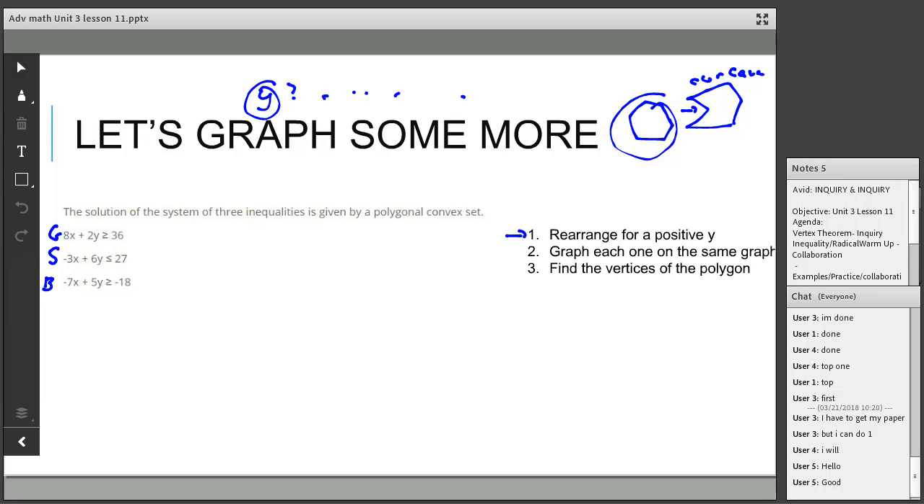All right, so we're just rearranging these. We're working on what we're calling the vertex theorem, John, in lesson 11. It's a lot like the linear programming we did last week. So we're trying to get these inequalities set up so that it's a positive y on one side. The students are working on it.